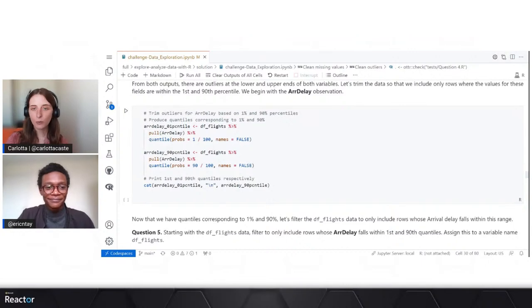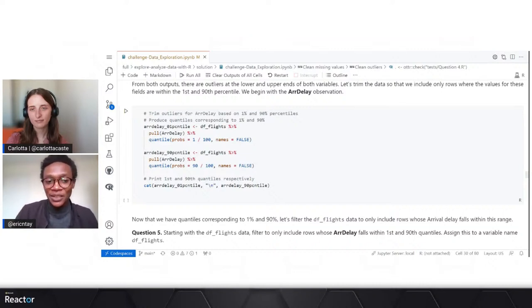So let's begin with our arrival delay, and let's do the job for this column, right? Yes, Carlotta. Thank you for the great tip on how to deal with outliers, and the meaning of the first and 90th percentile. So as Carlotta said, we will trim the data for values that fall within the first and 90th percentile of the data. So how do we do this in R?